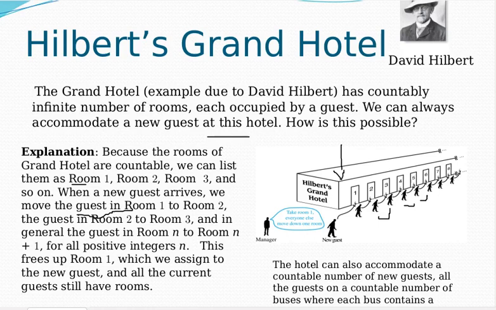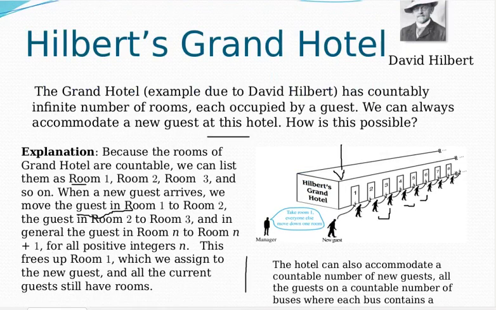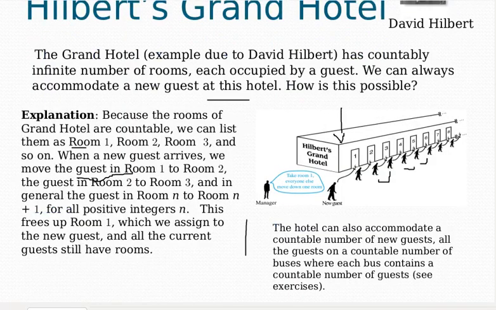So this frees up room 1, which we assign to the new guest, and all the current guests still have rooms. The hotel can accommodate a countable number of new guests, and all the guests on a countable number of buses. Similarly, there's a parallel example of a bus as well.